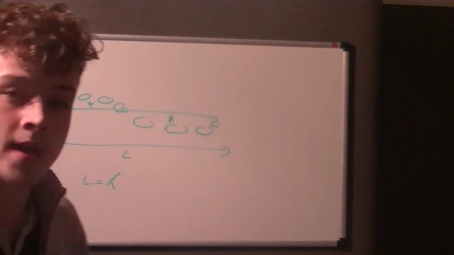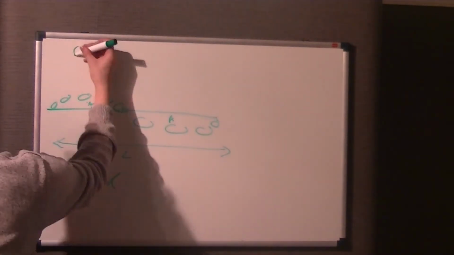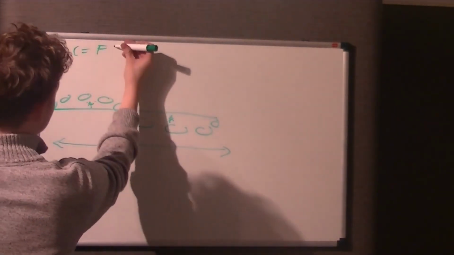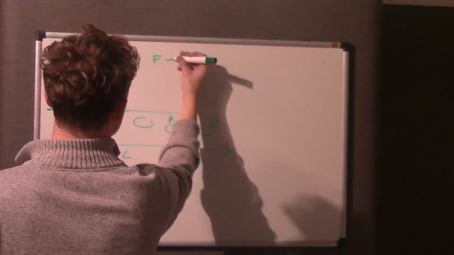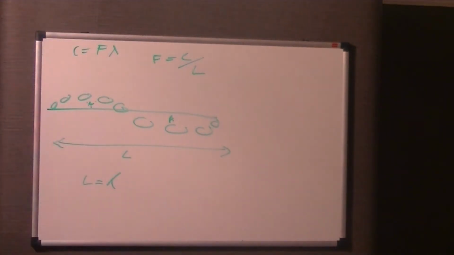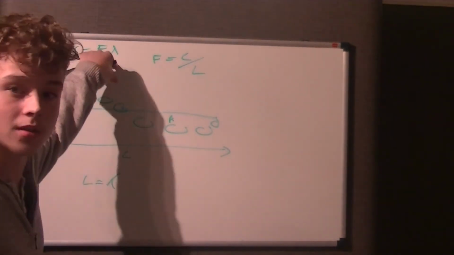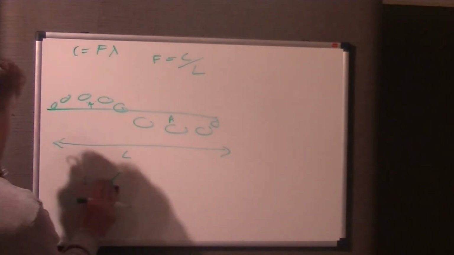So that gives us the antinode. And as we said before, C equals F lambda. So this is very simple. It's just F equals C over L, because L is equal to lambda, so we just swap lambda for L in the equation above, and that gets us F equals C over L, which is what it says in the book. Now the next one's a bit more confusing.